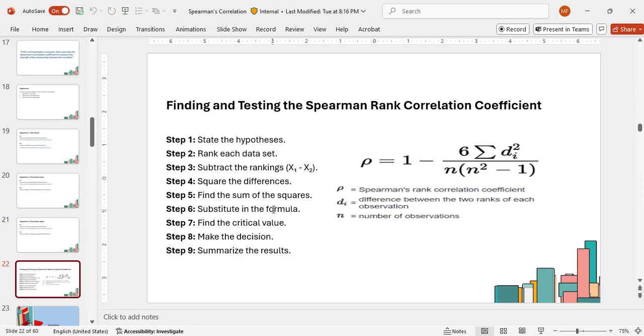The next step is to substitute in the formula. We substitute the values of d and n into the formula. And the next step is to find the critical value. Then you make the decision and at last you summarize the results.